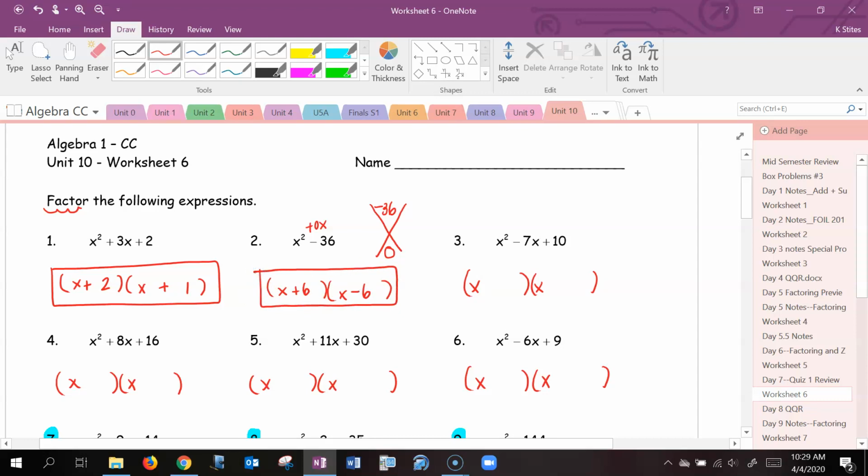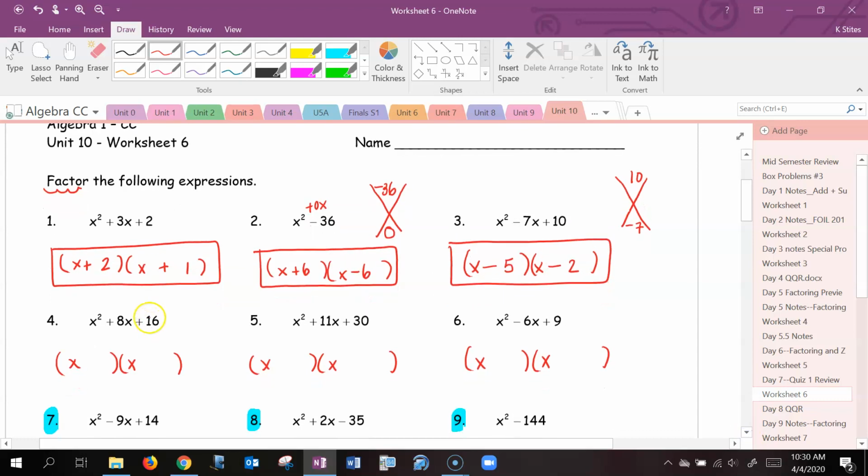Keep on going. Multiplies to 10, adds to negative 7. So notice we're multiplying to a positive number, so that means our signs are the same, but we're adding to a negative number. So they'll both be minuses, and those numbers will be 5 and 2. Multiplies to 16, adds to 8. Multiplying to a positive, adding to a positive. These will both be positives, and they will be 4s. Since they're the same, we can write this as x plus 4 squared. Either way is fine.